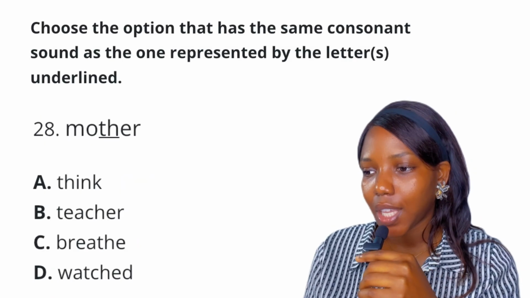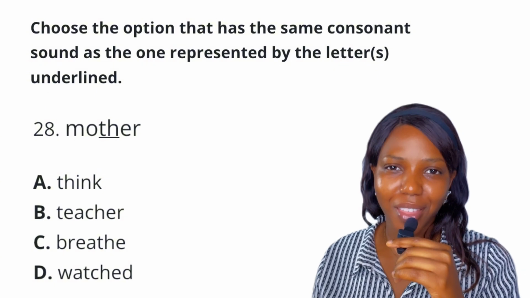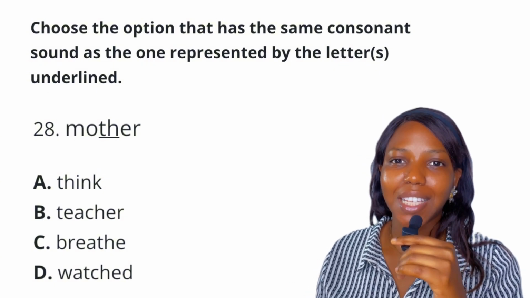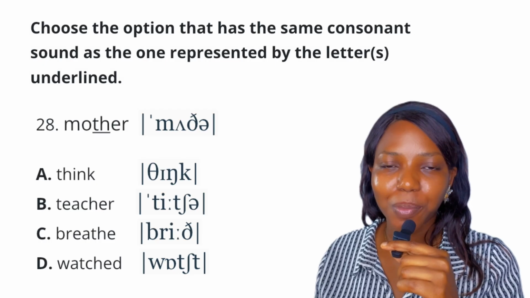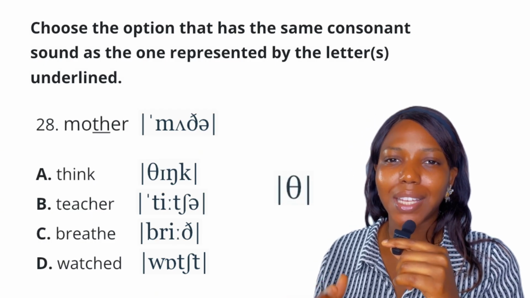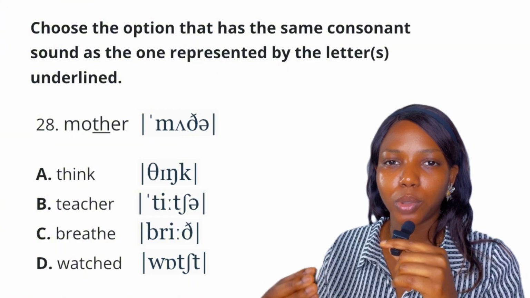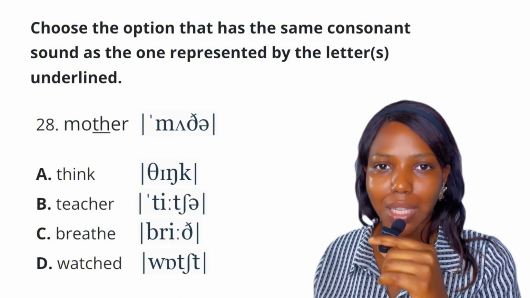Question 28. Now, question 28 is under consonant sound and the word is mother. TH is underlined and it is pronounced as V. This is a voiced sound. Now, there's a voiceless counterpart, F. Okay, and examiners want to know if you can differentiate between the two, or if you know words that have the voiced and the voiceless sound.